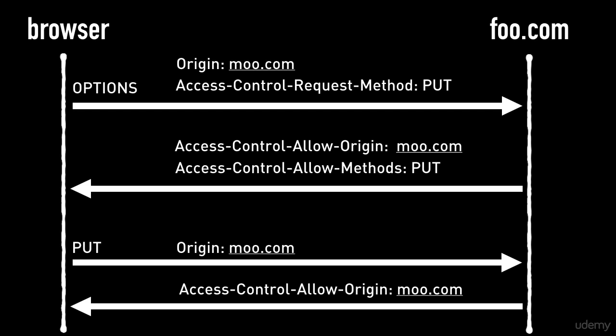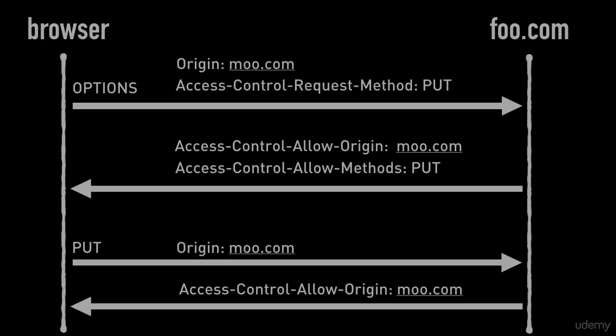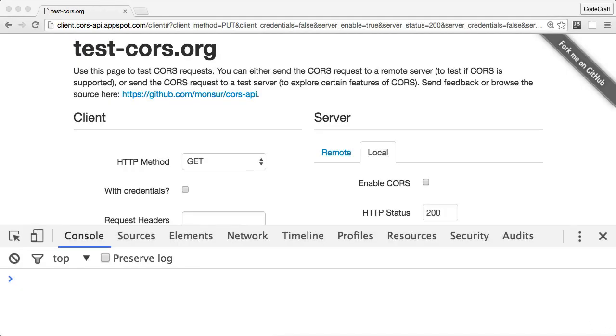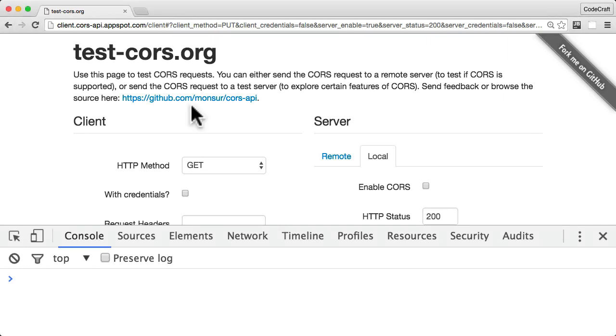Let's actually go through a couple of examples using a tool on the internet. Okay, so this site is called test-cors.org. It's one you can go visit as well, and I recommend trying this out yourself. This website acts as both the client and the server, and it lets you test out requests being sent. You can change the server settings as well, so you can see how different responses cause different effects in the browser.